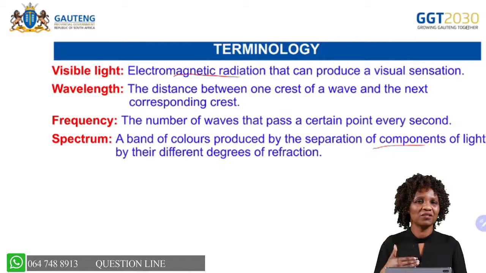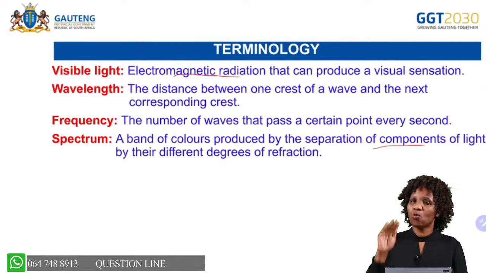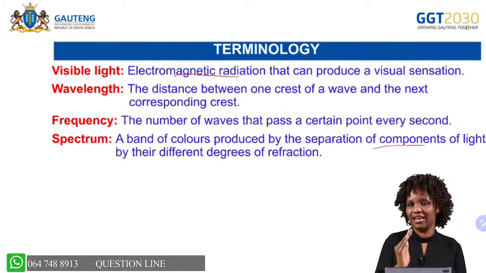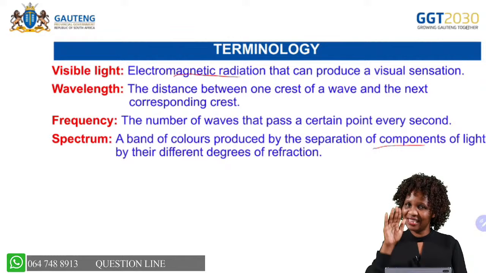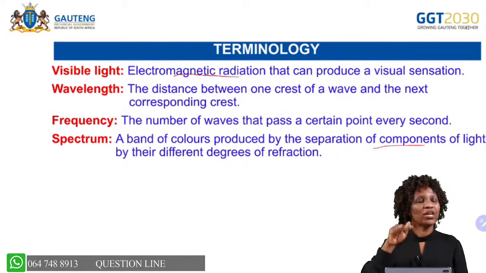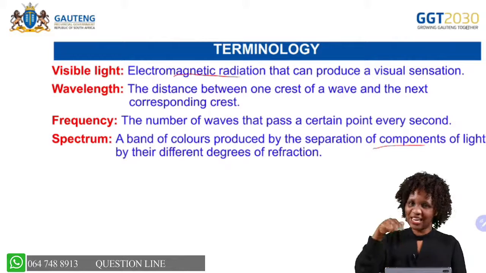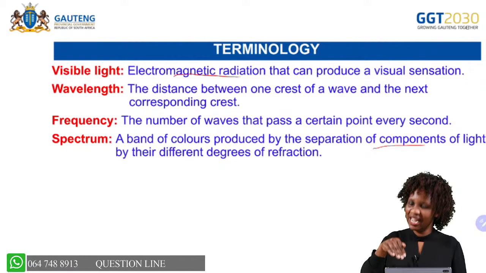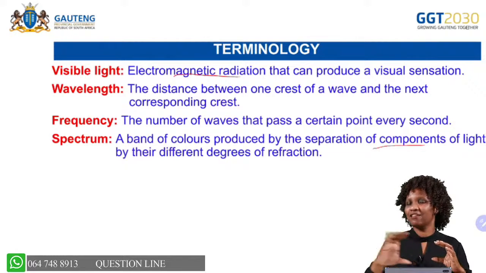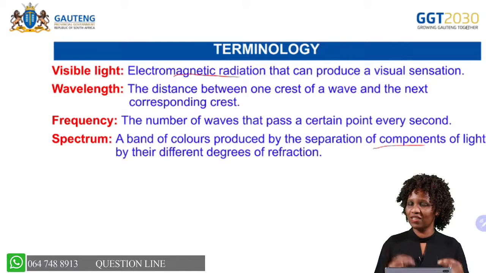When we're talking about refraction, it is when white light hits, for example, a glass prism, and then it bends. We call that refraction. The white light hits a glass prism, then it bends. That is refraction. And then it splits and gives us the colors of the rainbow. Interesting, isn't it?